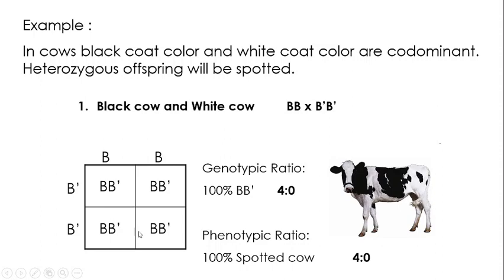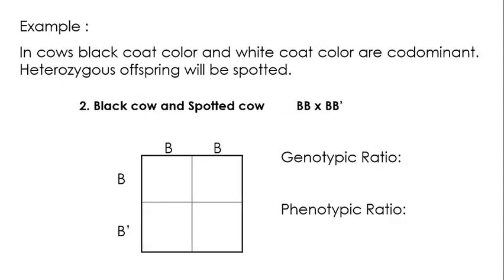What does that mean? There is a 100% probability of having a spotted cow as offspring. So, the genotypic ratio is 4:0. For the phenotypic ratio, again, it is also 4:0, because the probability is 100% spotted cow. The spotted cow has this color: there is white on the skin of the cow, and there is also black. So both are expressed simultaneously, meaning the black coat color and the white coat color are expressed at the same time on the skin of the cow.